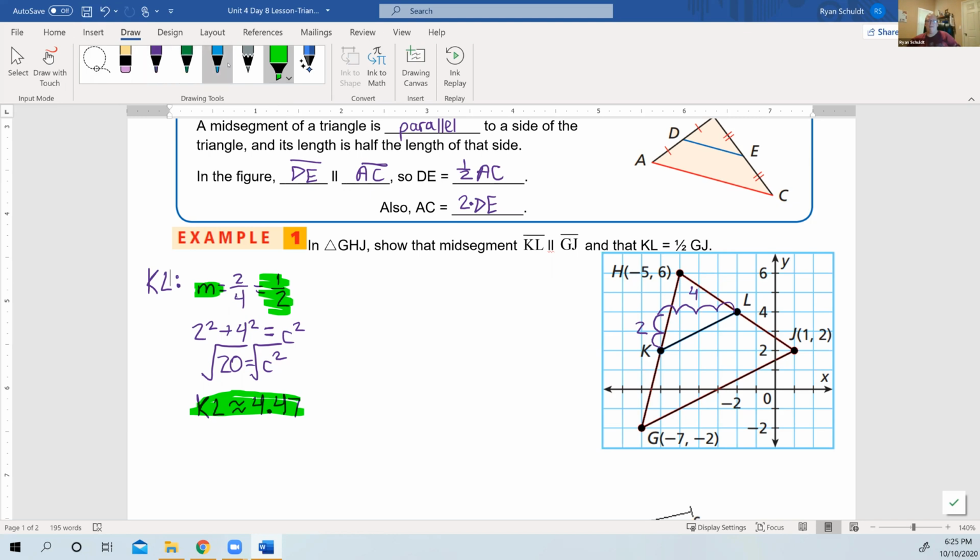Now, let's see, what can I figure out about GJ? Well, let's see if I can get the slope. So what do I rise on GJ? 1, 2, 3, 4. What do I go over? 1, 2, 3, 4, 5, 6, 7, 8. So I go up 4 over 8, which reduces to 1/2.